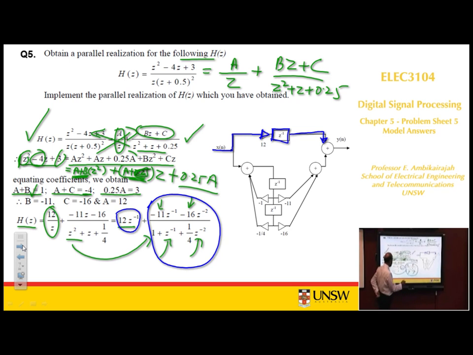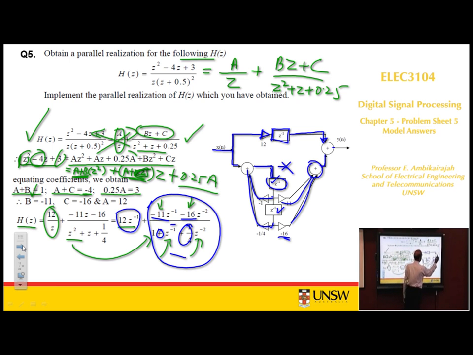Draw a canonic form. First draw the feedback, then the feed forward. Feedback is from here, z to the minus 1, and going in, plus 1 means minus 1 here, and then plus 1/4 means minus 1/4. That's done. Then here, there's no constant, so that's not there. So minus 11 z to the minus 1, because z to the minus 1 is there. And then minus 16 z to the minus 2. Add them, and you get the output here. So this is a parallel structure, 1 and 2 in parallel. So partial fraction is important. You need to know how to do partial fractions.